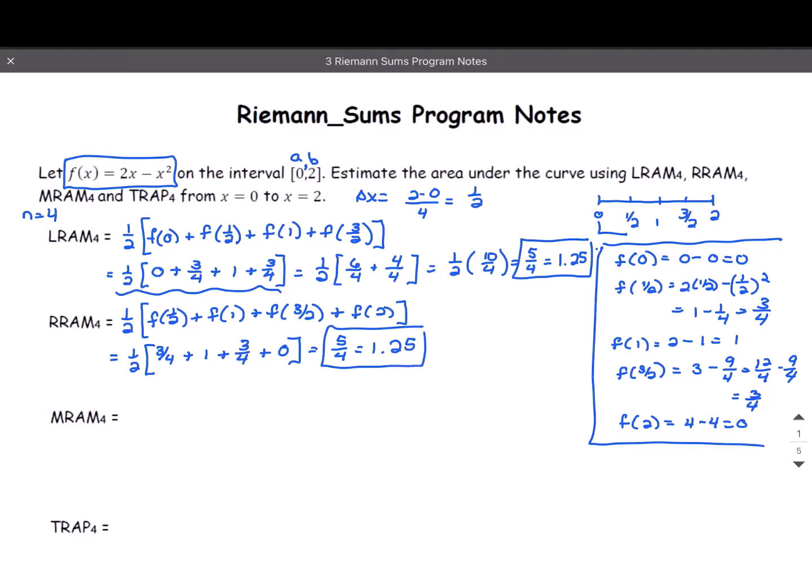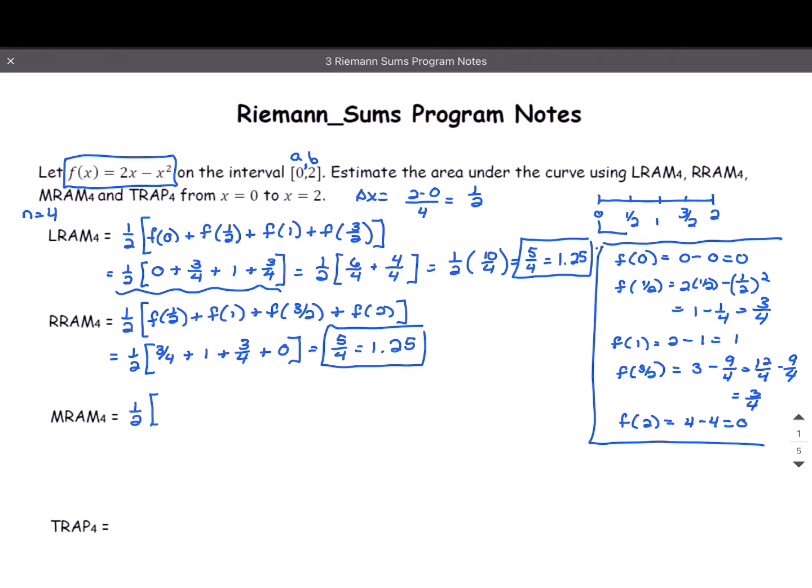Now the MRAM. Again, our delta x is still 1/2. But this time we use the midpoint of the interval. So the midpoint between 0 and 1/2 is 1/4, plus the midpoint between 1/2 and 1 is 3/4, plus the midpoint between 1 and 3/2 is 5/4. We're plugging these into the function. Plus the midpoint between 3/2 and 2 would be 7/4. And it's okay if you want to use the decimals, that's fine.